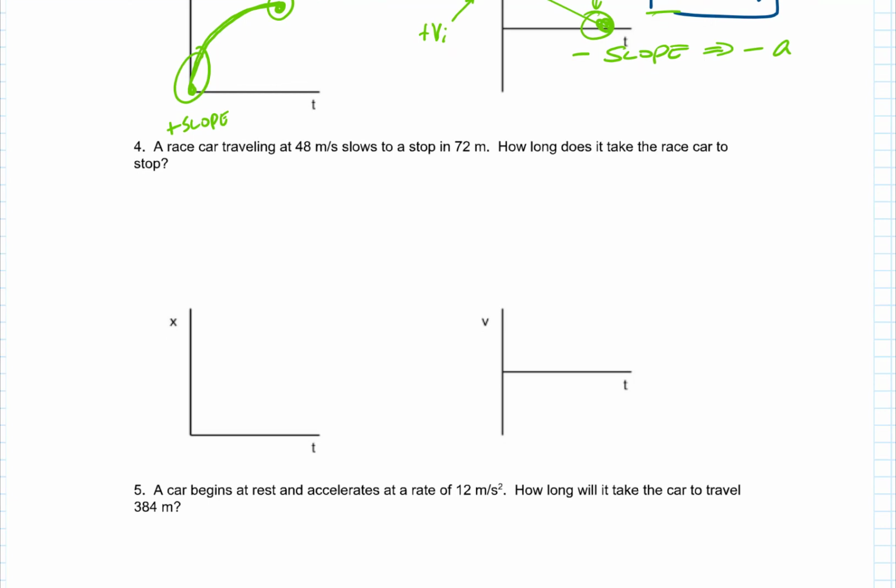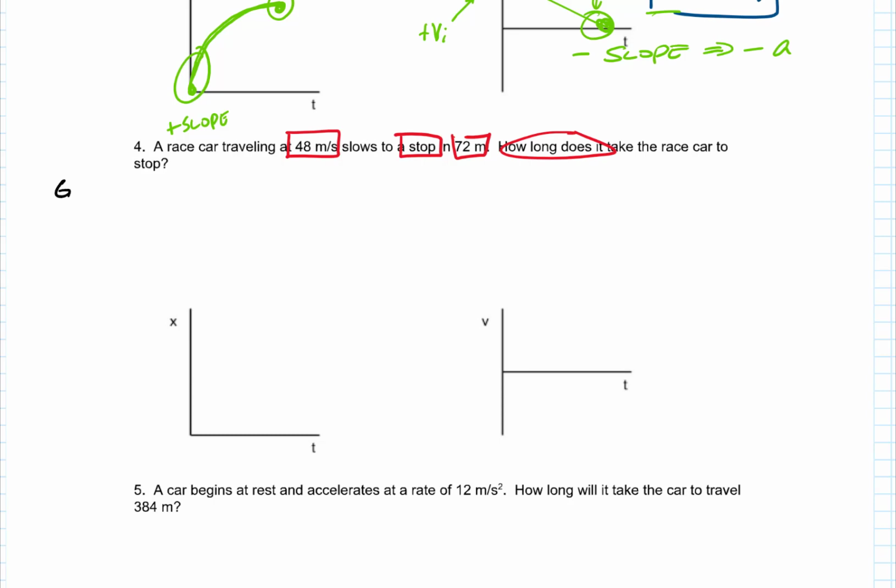Number 4, a race car traveling at 48 meters per second slows to a stop in 72 meters. How long does it take the race car to stop? So with this one, with our race car traveling, oh sorry, I didn't circle how long. How long does it take the race car to stop?